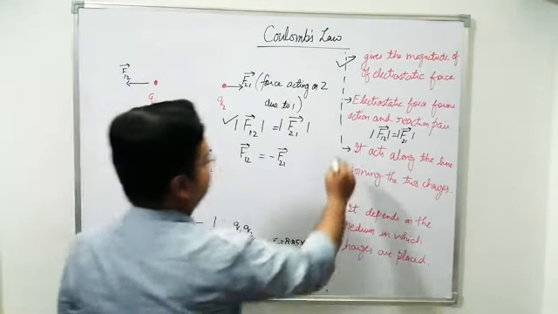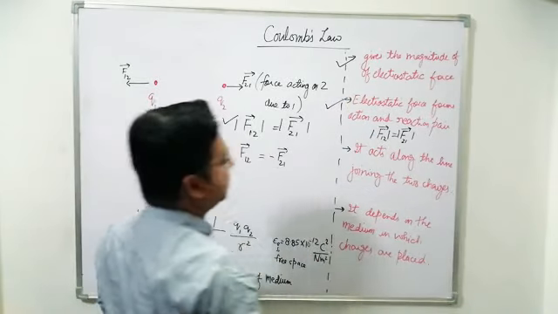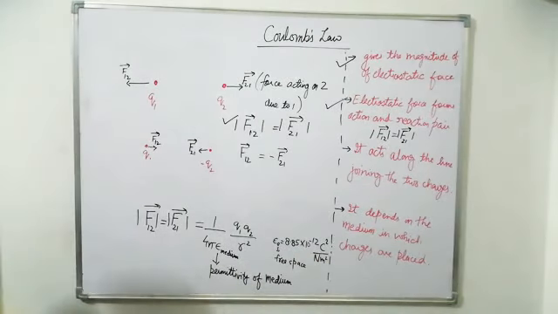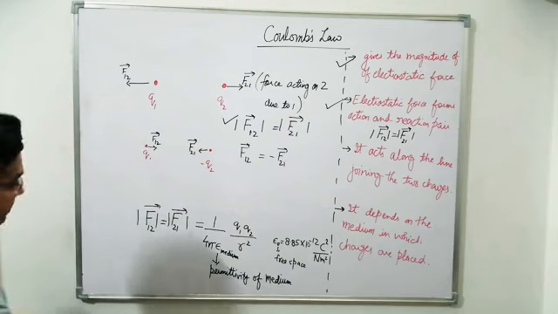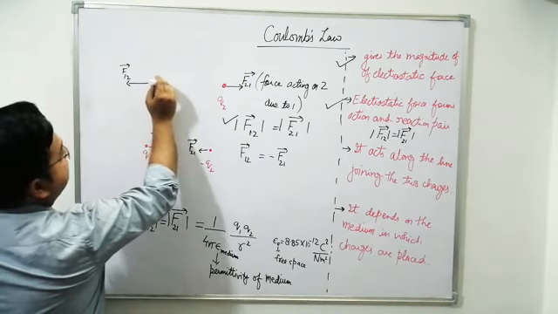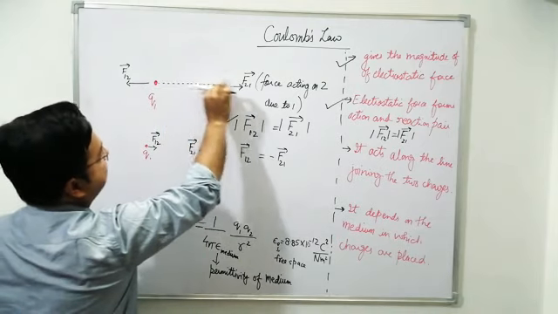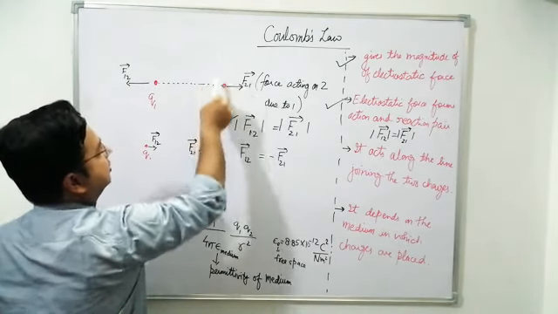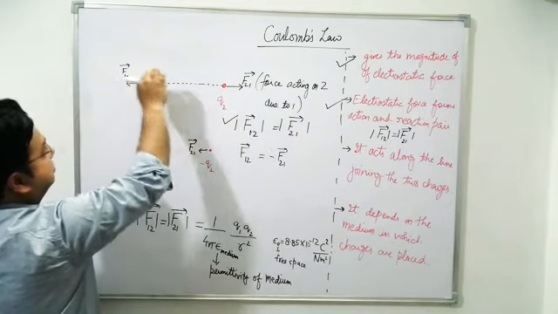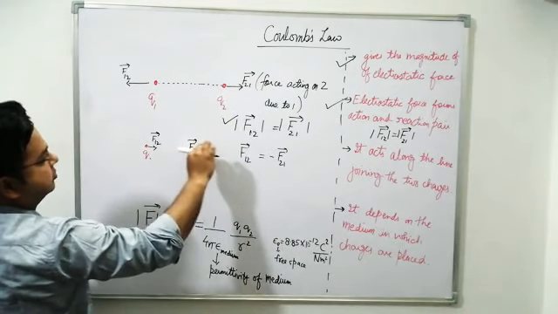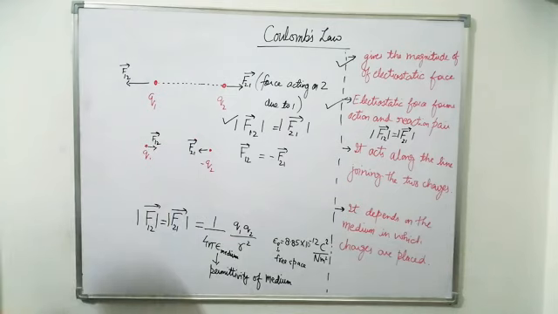I hope you have understood this second point as well. Now there is another important point. The electrostatic force acts along the line joining the two charges. Acting along the line joining the two charges means if I join these two charges, as you can see the direction of the force, it is not acting perpendicular to the charge, likewise not acting perpendicular.